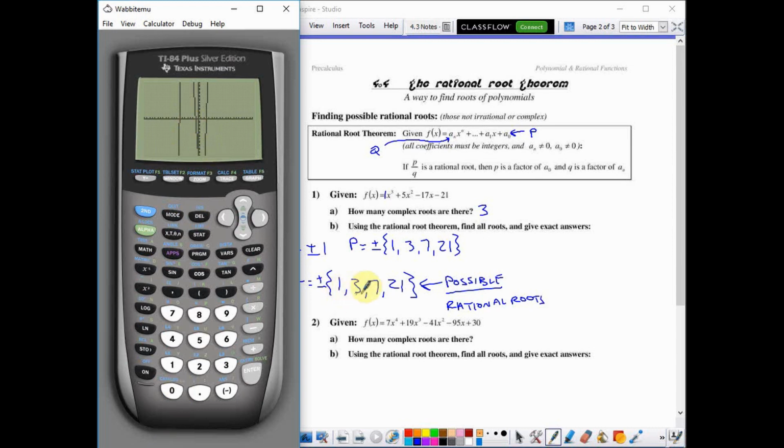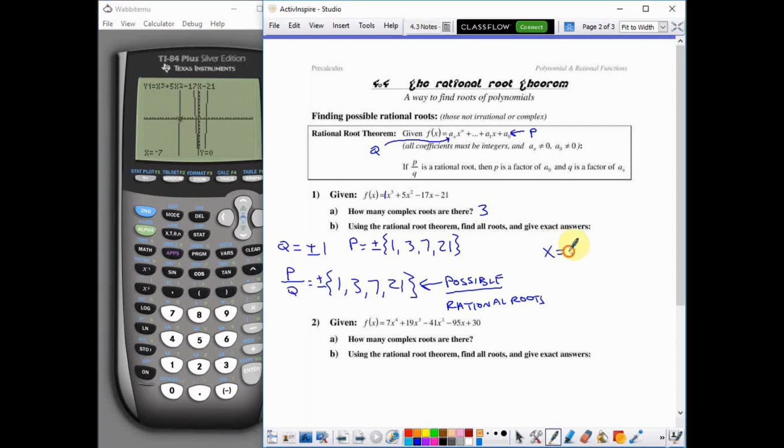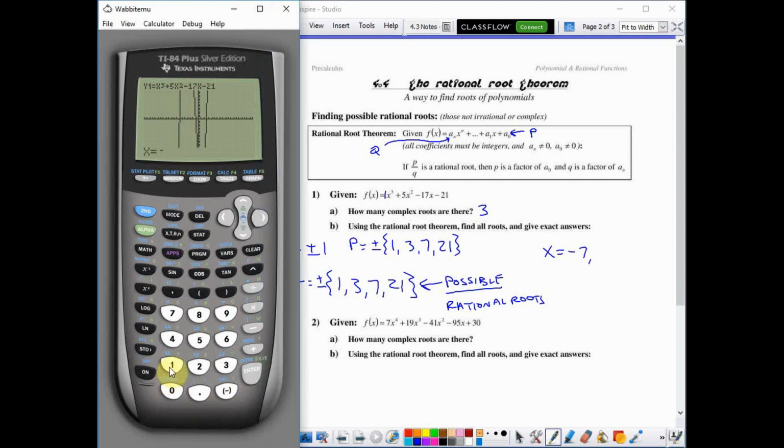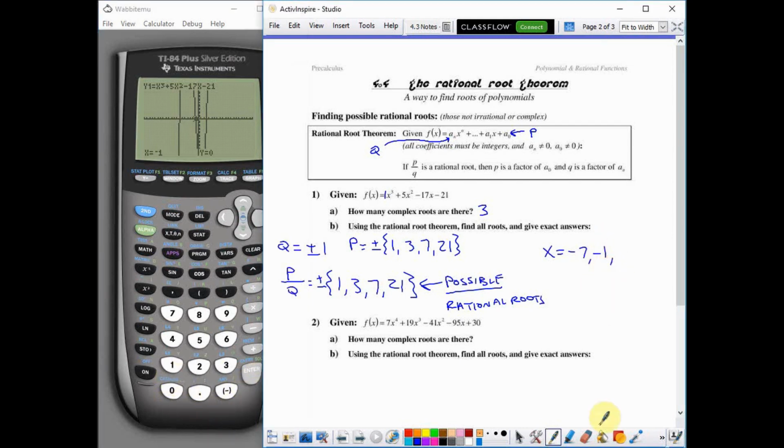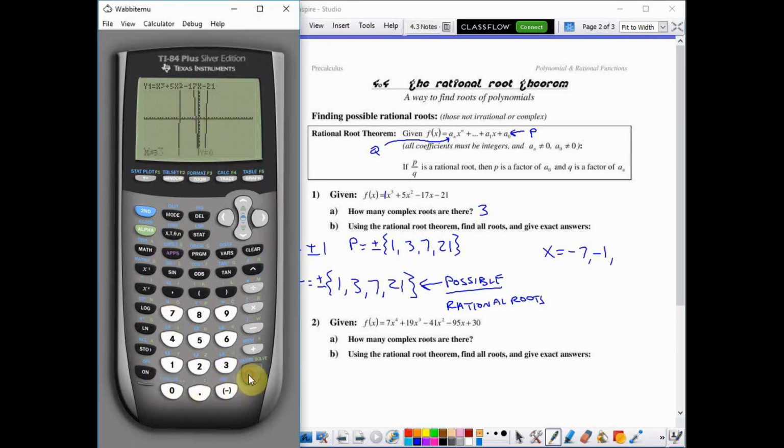Out of this list, positive or negative, any of these numbers, this one over here looks like it might be negative 7. So I'm going to trace negative 7, and it gives me an output of 0. So I know that one of the roots is negative 7. This one looks like maybe negative 1. So negative 1 also gives me an output of 0. So that's one of my roots. And that one looks like it's probably 3. So trace 3, I get an output of 0.